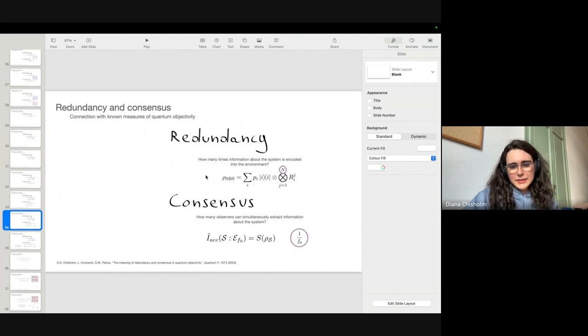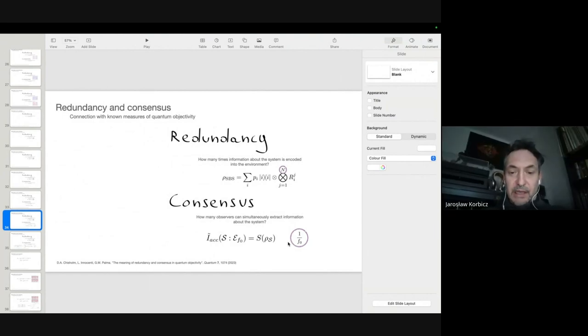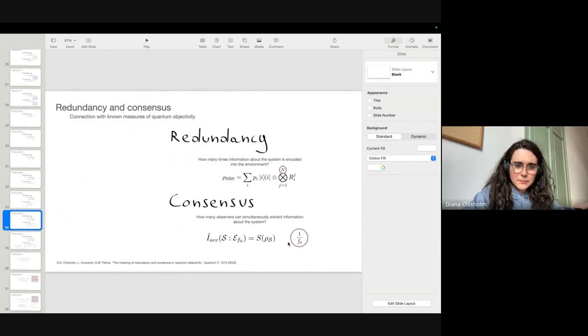This is the connection. So basically, if you want to use the SBS framework, you can see that, let's say, this number of n would be redundancy, assuming that it's maximized. And again, for consensus, it is pretty much the same definition as Zurek's, in the sense that he also defines it as 1/f0. First of all, I think it's not quite the same as Zurek's, because at least with the original Zurek's work, they were using quantum mutual information. Yes, that's another thing.